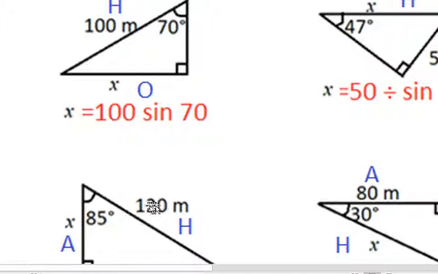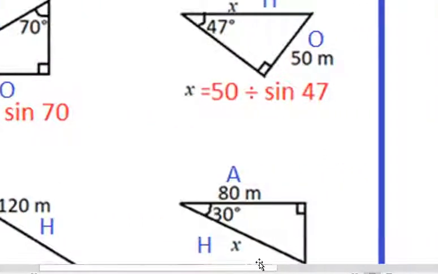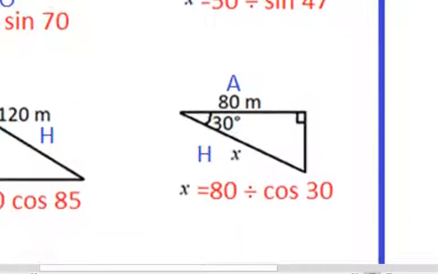If we're given a number, we don't use divide, but if we're given a letter on our longest side, apart from the H, yes, we're given a letter here, an X. That means we use divide. So 80 divided by cos 30. Start with the side that's given, 80, divided by cos, and then the angle finally.